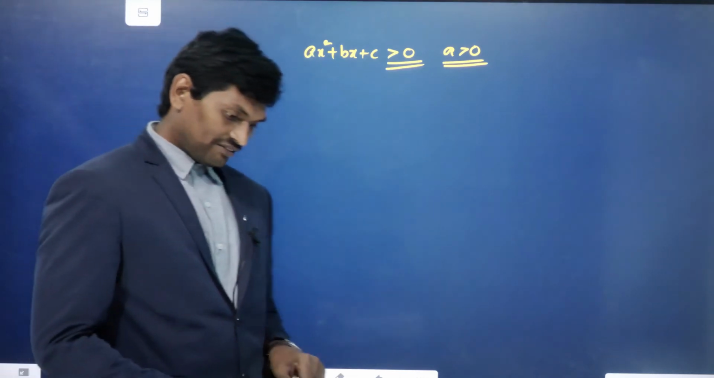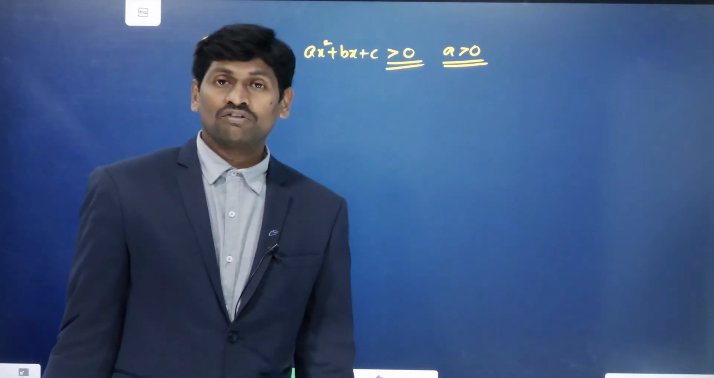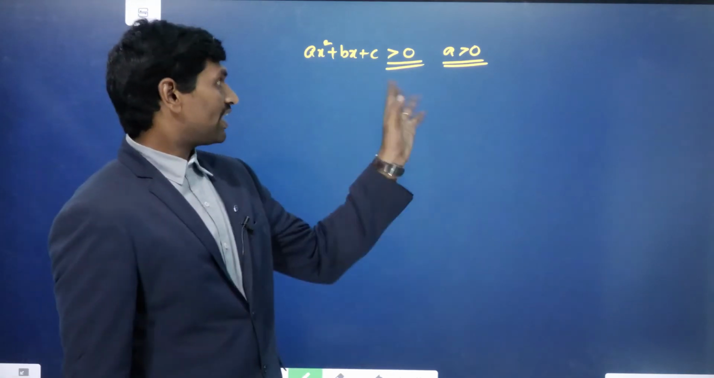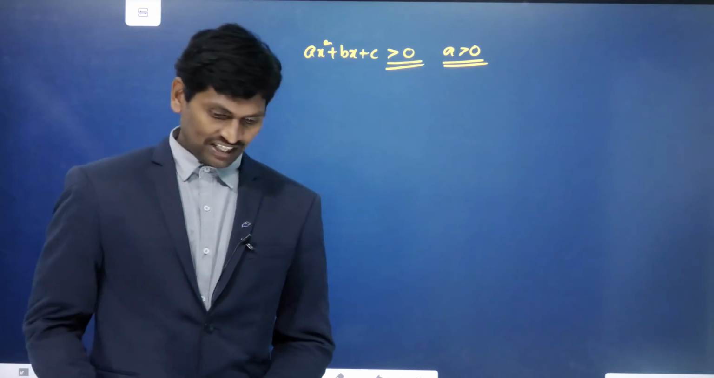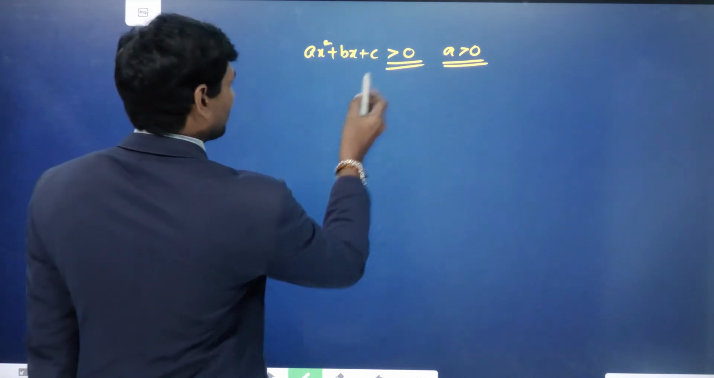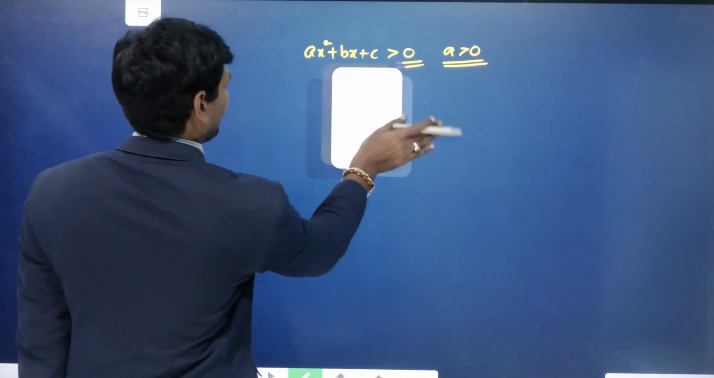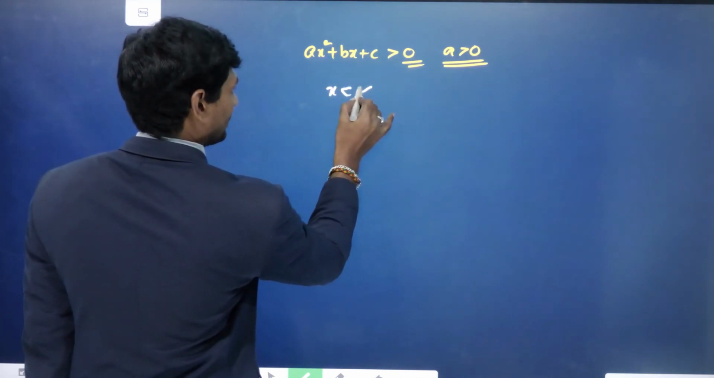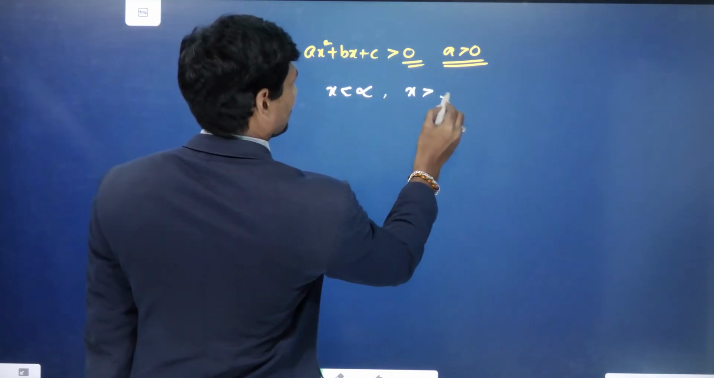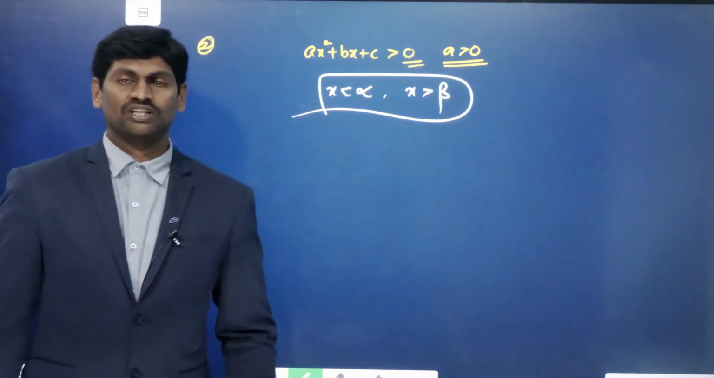Now, what is the question? The roots are given as alpha and beta, so definitely the delta value is greater than 0, and both have the same sign. Both having the same sign means x is less than alpha and x is greater than beta. This is the solution, because both have the same sign. Check.